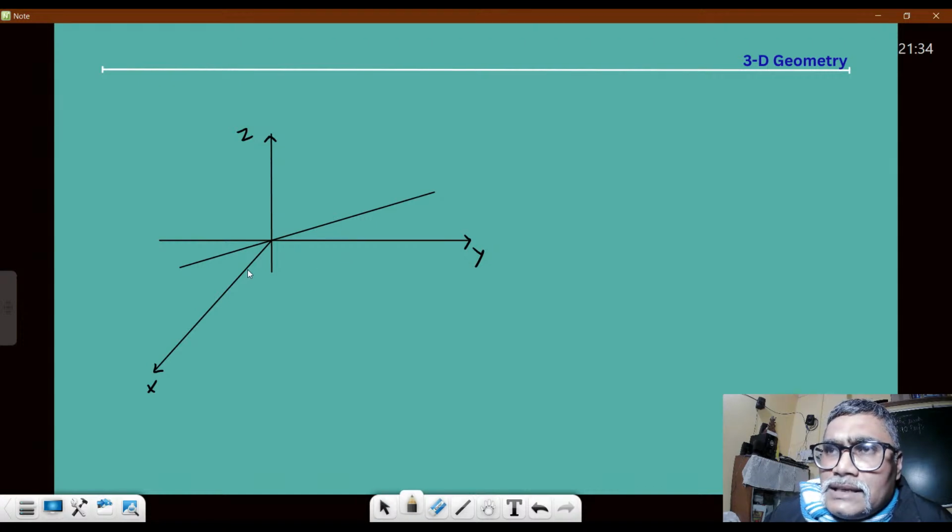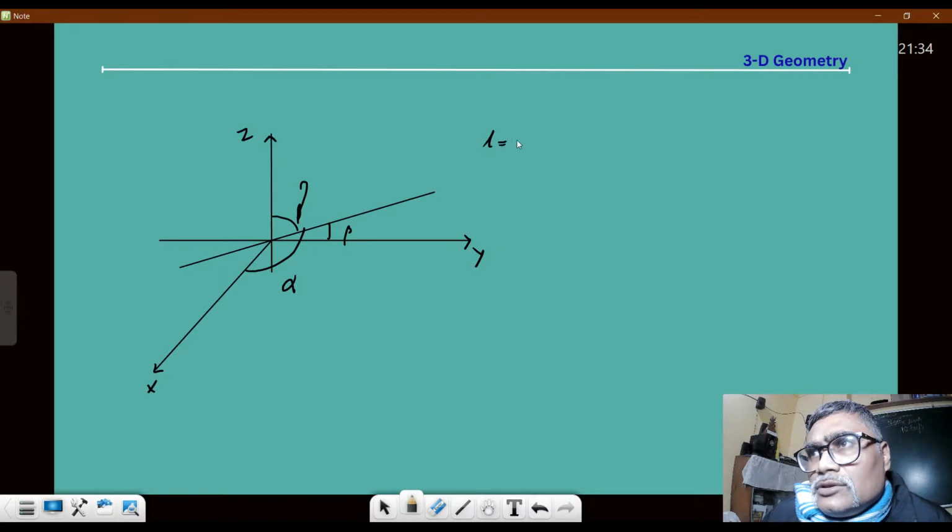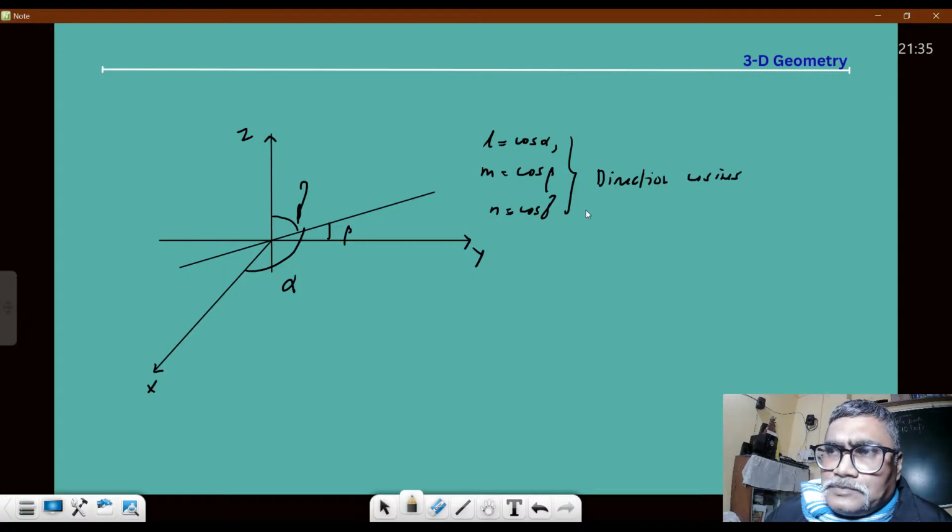So this angle is alpha, that is the angle made by the line with the x-axis in the positive direction. This angle is beta, and this angle is gamma. If these are the angles, then l equals cosine alpha, m equals cosine beta, and n equals cosine gamma. Simply take the cosine. These are said to be the direction cosines of the line. They give us the direction of the line.